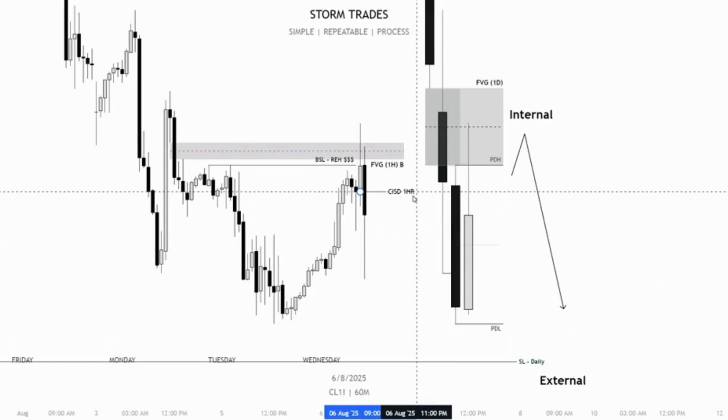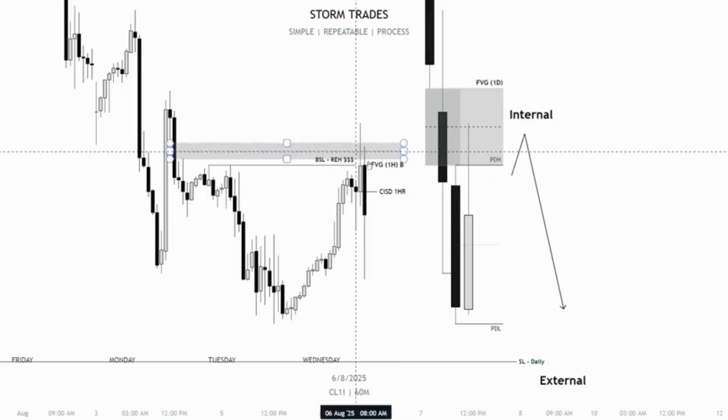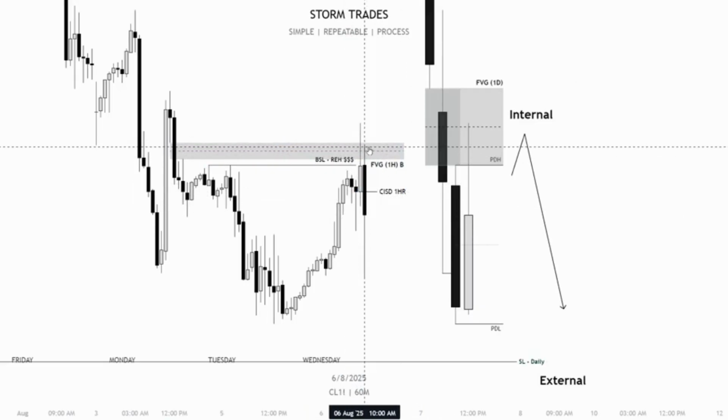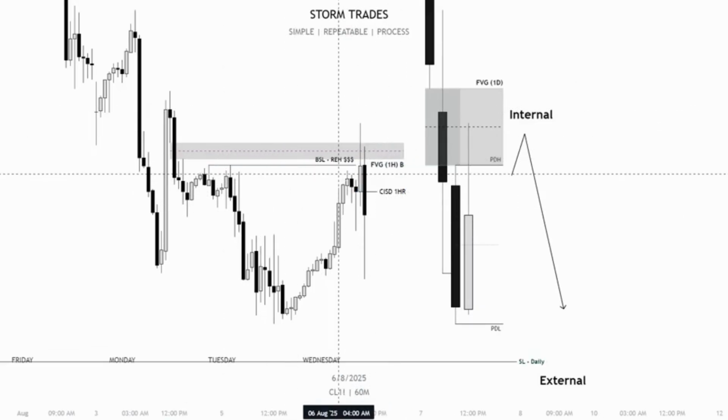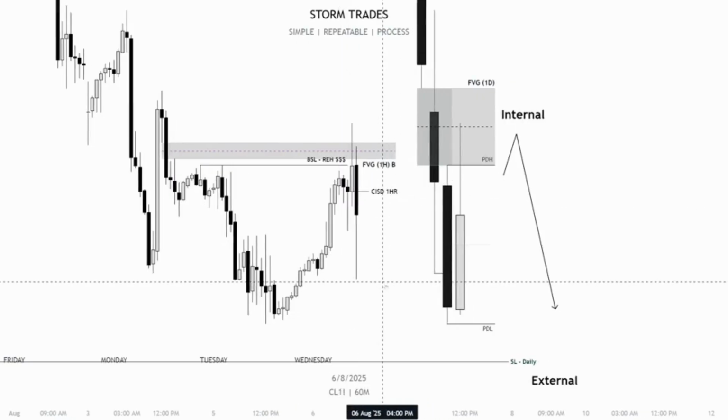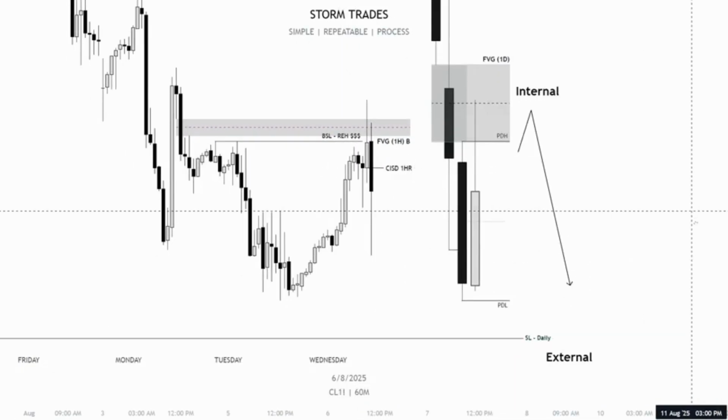This is our change in the state of delivery. However, because we've already entered the hourly bearish fair value gap and we've swept some hourly liquidity, I'm now ready to rock, and I'm looking for lower prices.